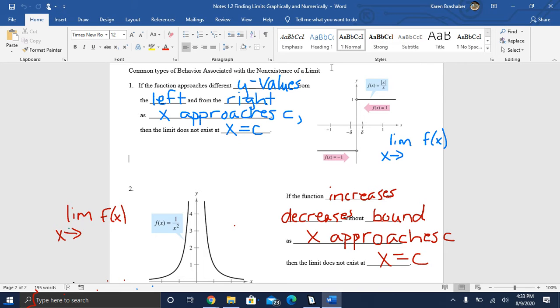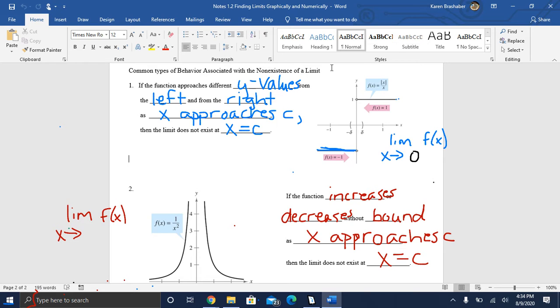So the first one would be if the function approaches different y values from the left and from the right as x approaches c. And so if you look at the graph, I'm going to try to color code it for you. So from the left, as I'm approaching 0. So in this problem, my C value, in fact, I'm going to go ahead and write that in over here, the limit as x approaches 0. This is really what I'm looking at. As x is approaching 0, I have a y value of, in this case, -1 from the left.